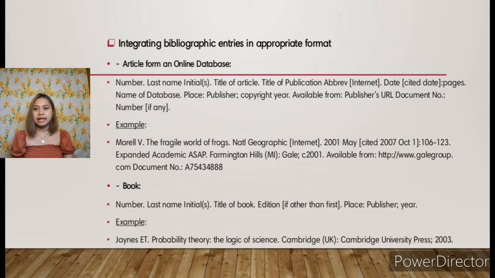The third one is integrating bibliographic entries in appropriate format. Example, if you are using a reference from the book, you must first write the last name of the author, name initial, then the title of the book, edition, place, publisher, and lastly the year.